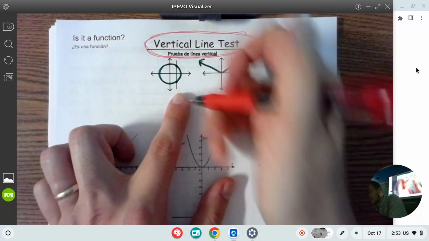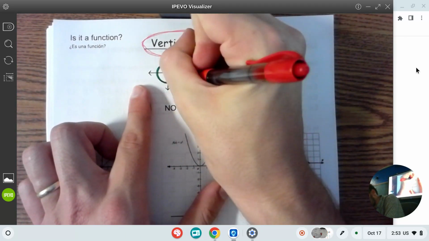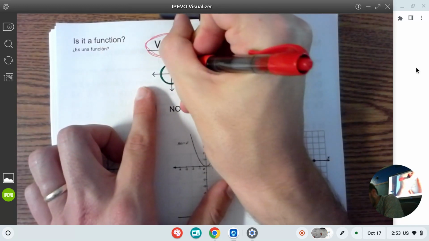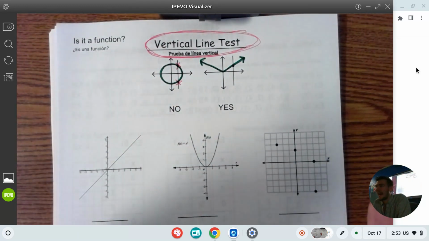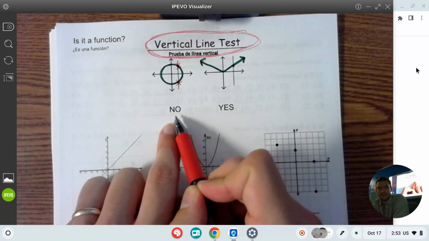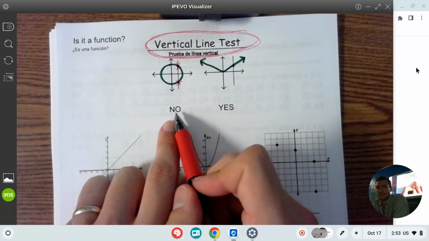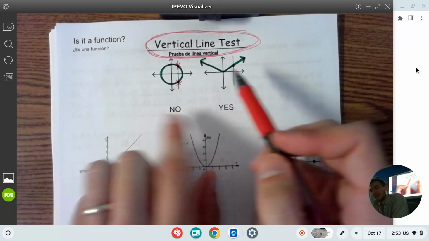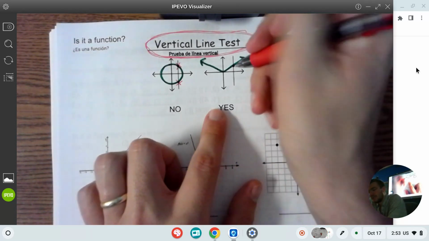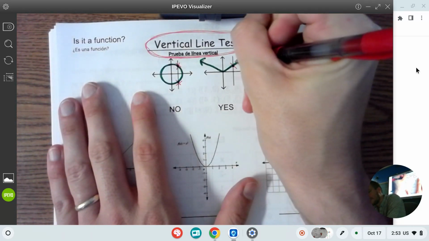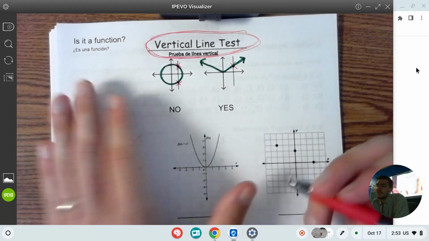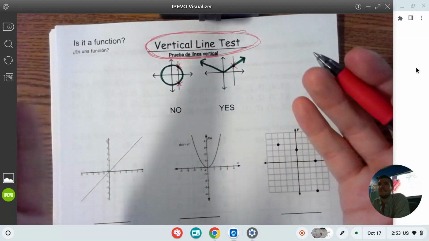So look at this circle. Do you see how we have a touch at the bottom and we have a touch at the top? Yep. That is a fail, exactly. Therefore, not a function. However, look at the V-shaped graph. Do you see how this vertical line only has 1 touch? Yeah. That's looking pretty good. That's going to be a function.